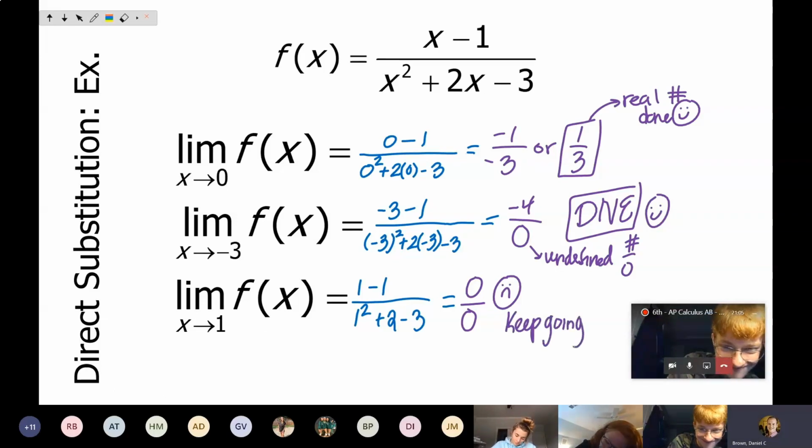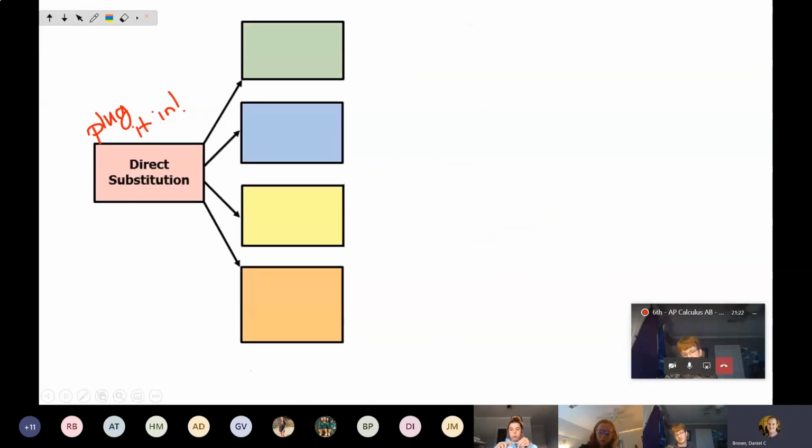And we'll go back and figure out what it means when I say keep going. But again, the short answer is once you see a limit and you have to evaluate it, always plug in a number first. So that brings me back to the flowchart.